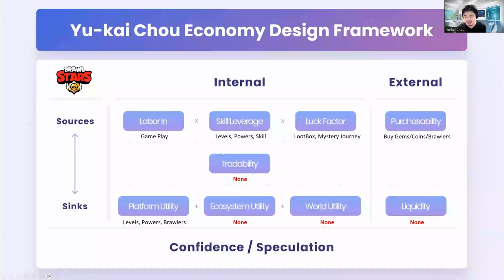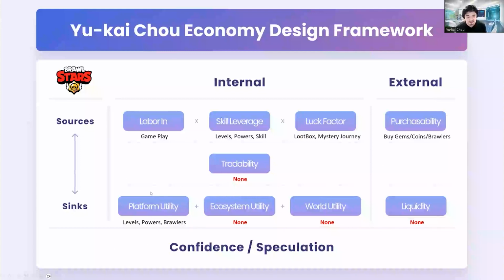You can't do that. And the reason why games don't let you do tradability nor liquidity is because if someone wants a brawler, yeah, you got to pay the company, right? Don't pay other players, don't use money, and don't use other things you generate in the economy to get it. Pay us cash. We want cash, right? So that's the general game model. And then you'll see that in games, they only give you platform utility.